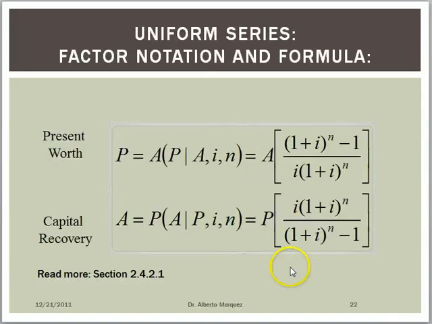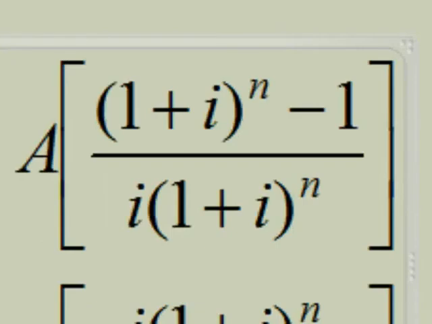And the formulas that we can use are depicted in this diagram or this screen. In order for us to find a present value when we have several annuities, we can use the factor P given A, and we multiply that factor times A. That formula is specified as this factor for P given A. The formula for that factor is (1 plus i)^n minus 1, divided by i times (1 plus i)^n.